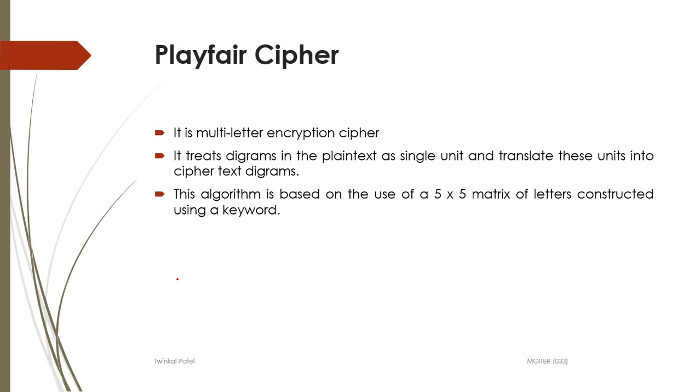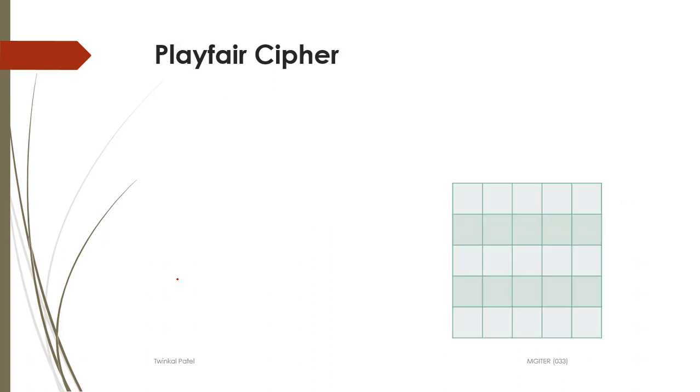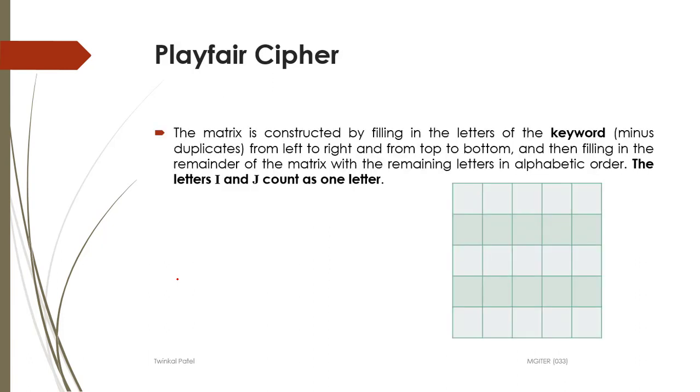This algorithm is based on a 5 by 5 matrix of letters which is constructed using a keyword. This 5 by 5 matrix is also known as the key matrix. Now we will see how to construct this matrix. First of all, the matrix is constructed by filling in the letters of the keyword minus the duplicate letters of that keyword. After that, from left to right and top to bottom, fill the remainder of the matrix with the remaining letters in alphabetical order. And consider the letters I and J as one letter.